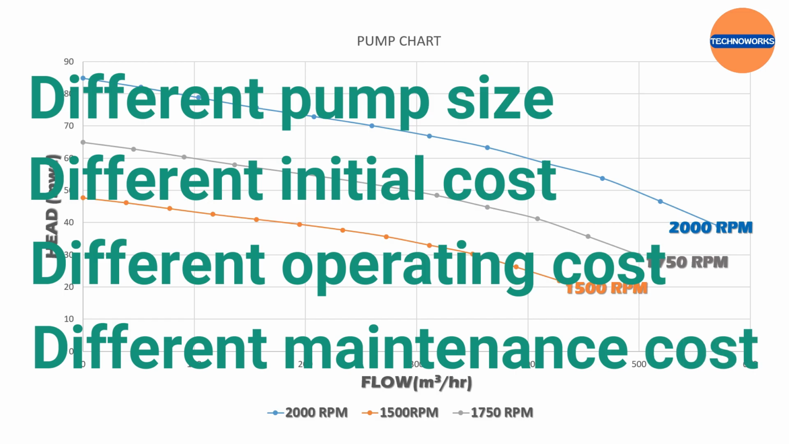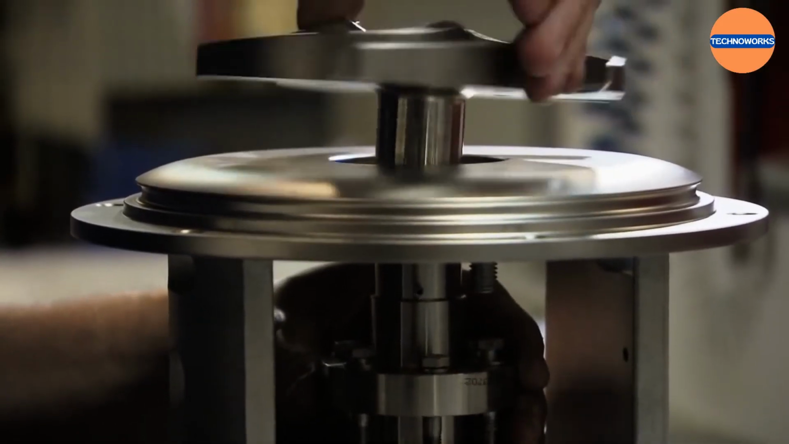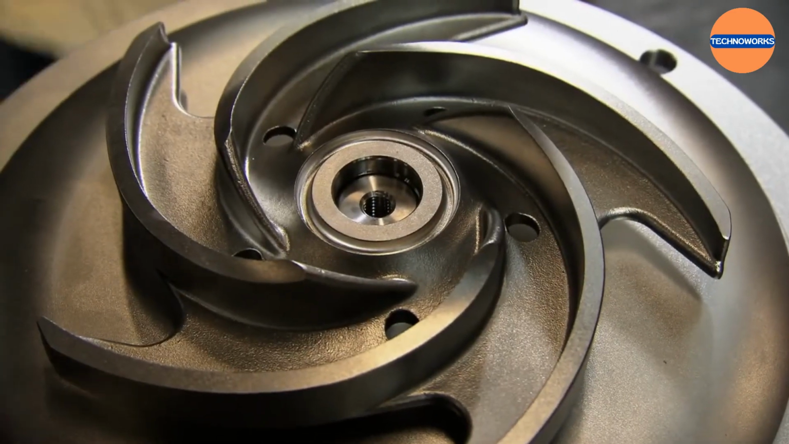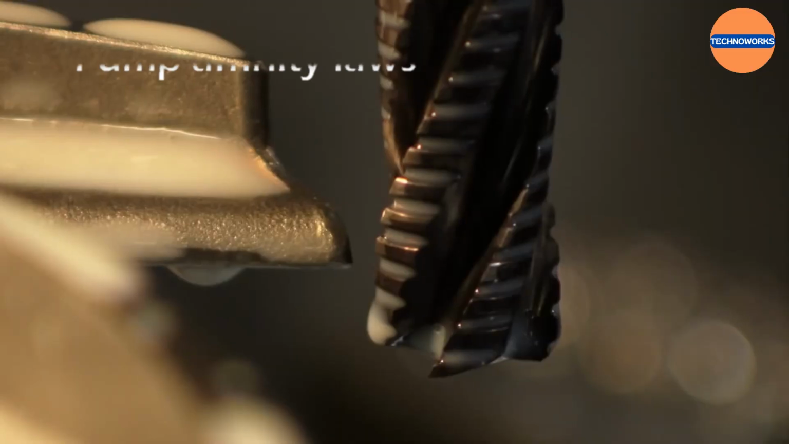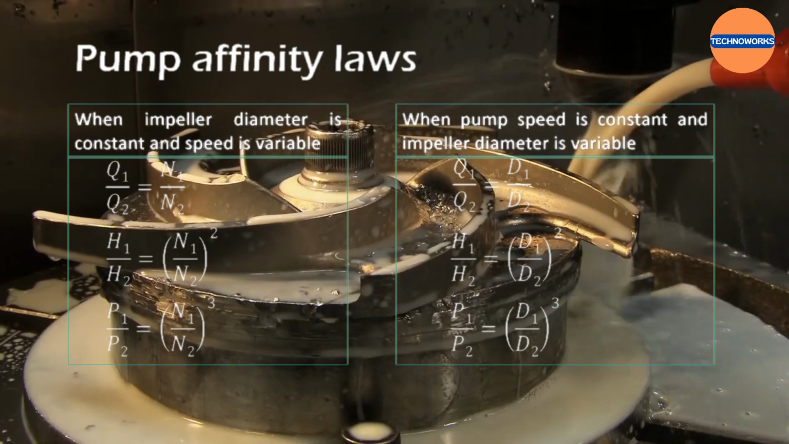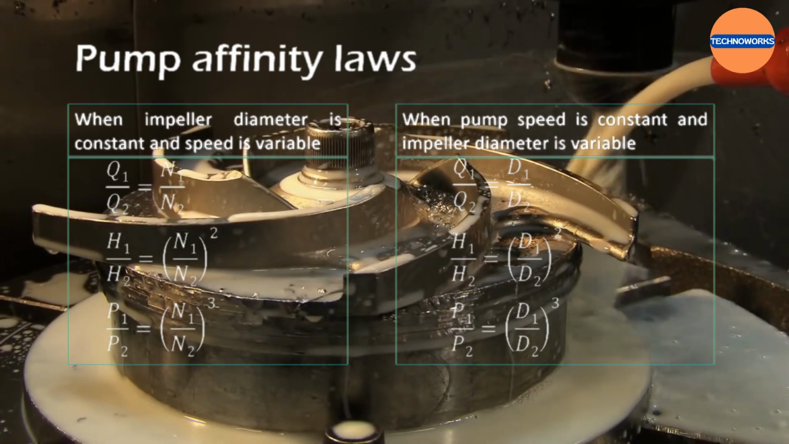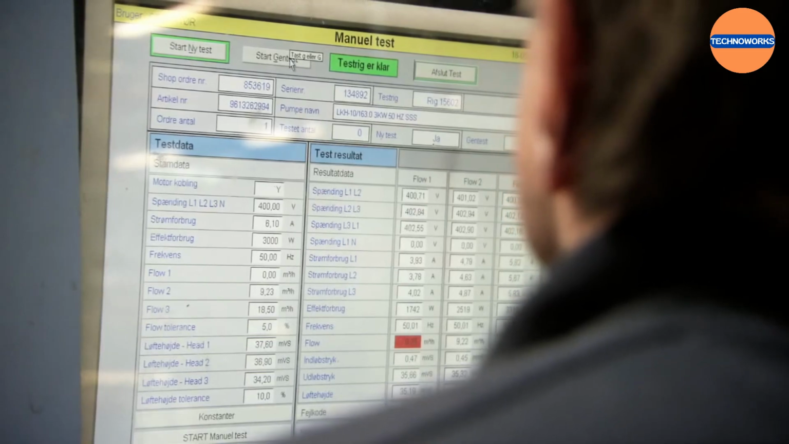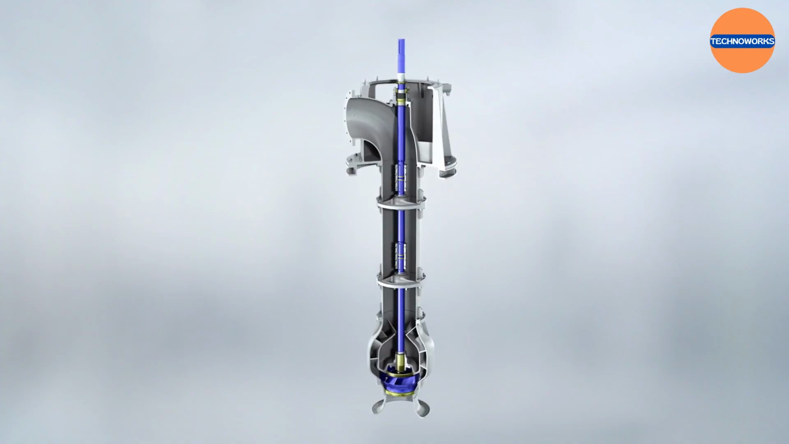cost, and maintenance cost. A higher speed pump is desirable because it results in the smallest size of pump and motor set. It can be understood using affinity laws because a small diameter impeller must rotate at a faster speed to meet the given duty condition than a larger diameter impeller at a slower speed.